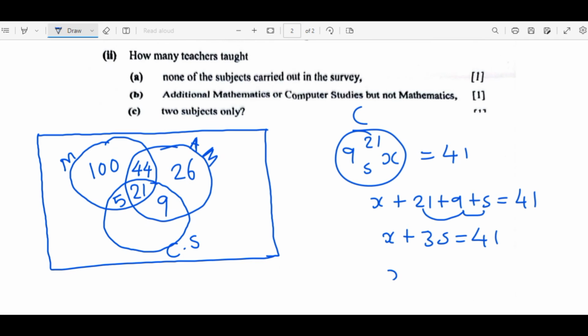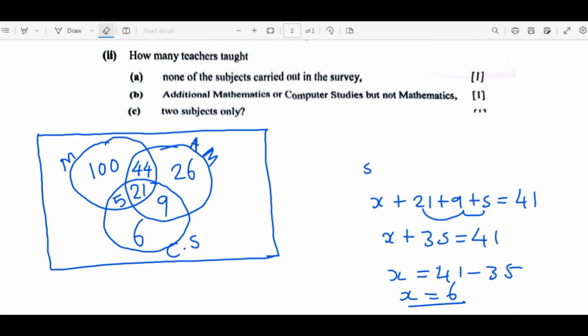Then if we shift 35 to the right side, we get negative 35, giving us the final answer here is 6. So 6 taught computer studies only. So we are done now filling in the Venn diagram.